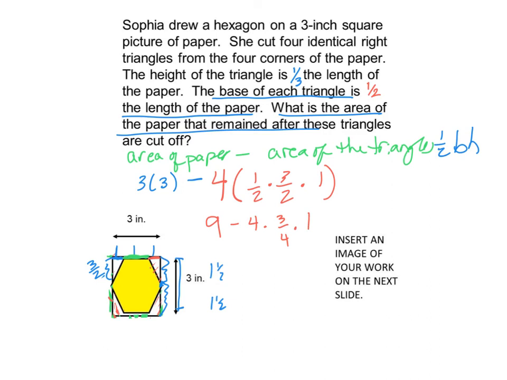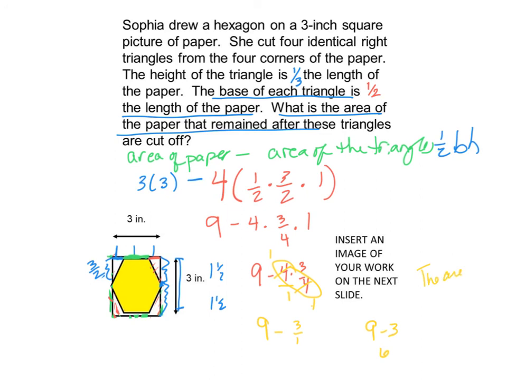Anything times 1 is itself, so it's 9 minus 4 times 3/4. I am going to cross-reduce. I can divide both those by 4. 4 divided by 4 is 1. 4 divided by 4 is 1. I'm left with 9 minus 3 over 1, which is 9 minus 3, which is 6.